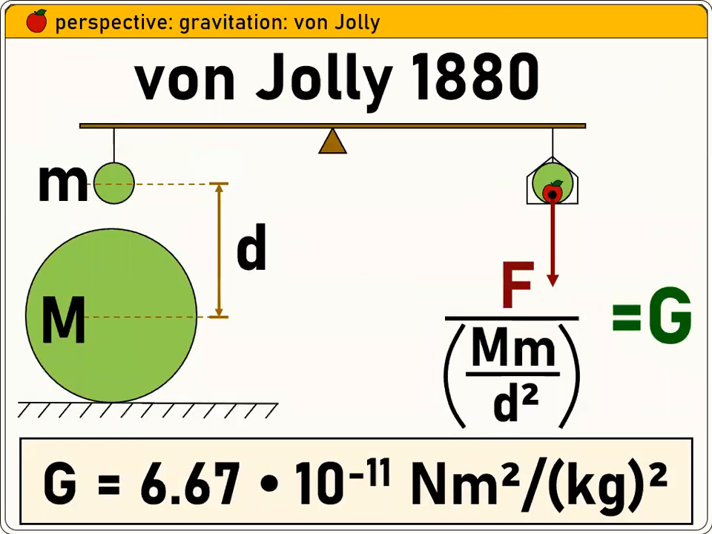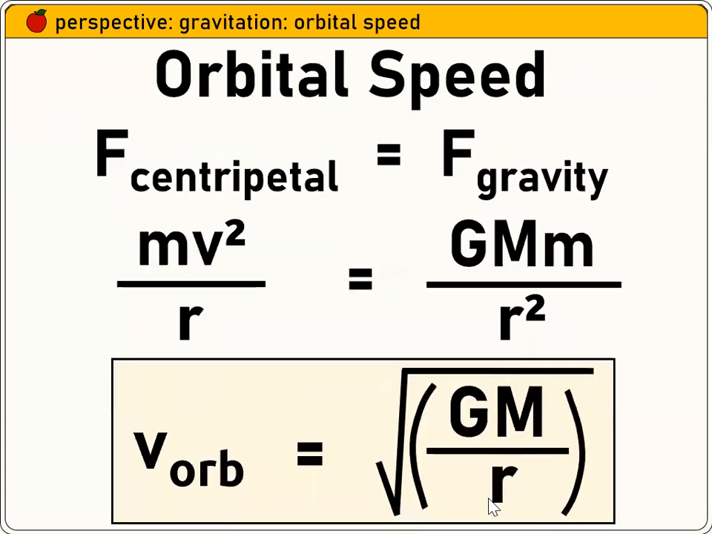Inverse square law. Von Jolly figured out the universal gravitational constant way back in 1880. He has this delicate balance with 6 tons of lead, a restoring force, boom, divide, and the universal gravitational constant is that tiny number.